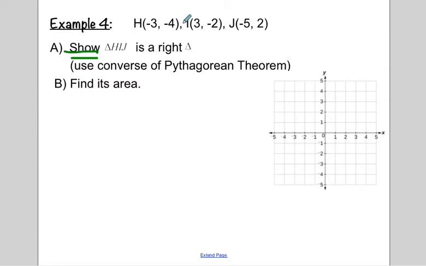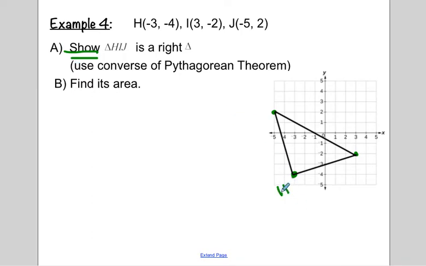Okay, so let's start by drawing out this triangle. We have H at -3, -4. Then we have 3, -2. Then we have -5, 2. Then we look at it, drawing in our lines. At first glance I agree with you, it looks like a right triangle, but it's asking me to show, so I actually have to show it.